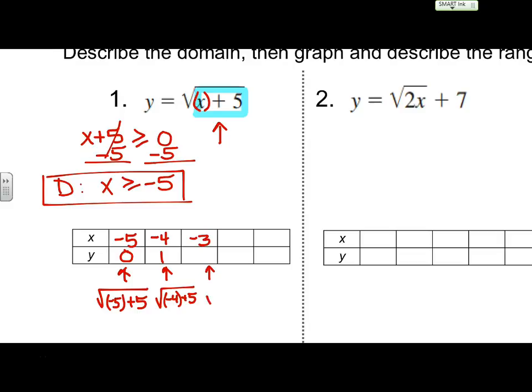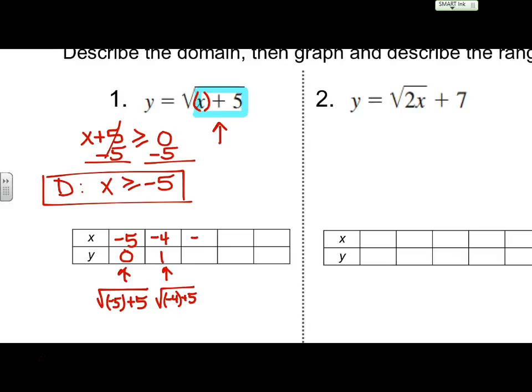If we plug in -3, we get 2. Do we like square root of 2? No. I like square root of what? 4. Can anybody figure out what plus 5 makes 4? -1. Now, once again, some of you, if you get a square root of 2, you might just find the decimal, and that's okay. You can try to graph that. That's not a bad thing.